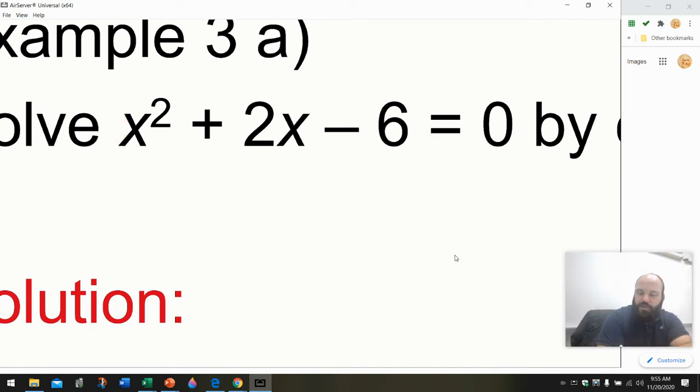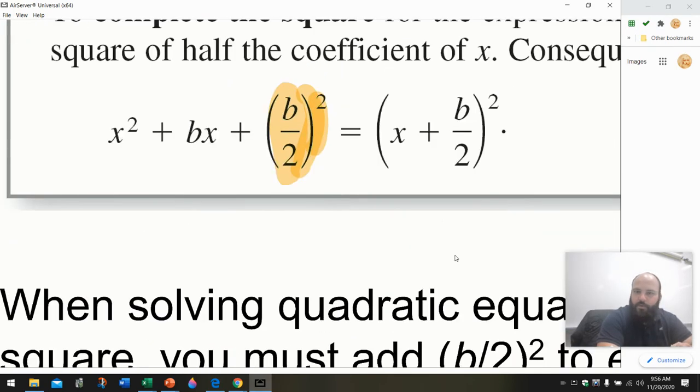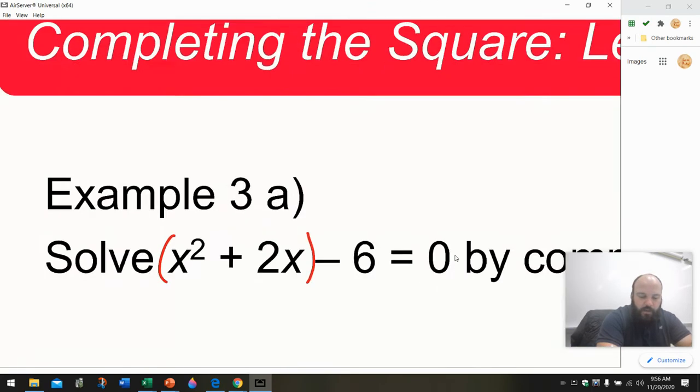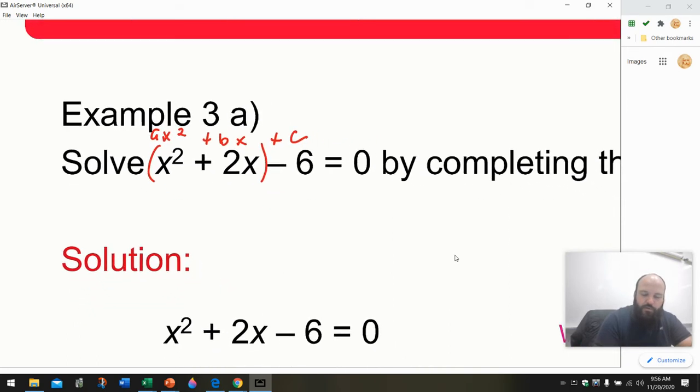So the first thing that you're going to do is group the x terms together, and you're going to leave the constant term out by itself, just like you see me grouping. And now we need to use this little formula right up here where I said, oh, remember this, b over 2, the quantity squared. So if I line this up, ax squared plus bx plus c, you can see that b is 2. That's the number that we're going to use in this formula, b over 2, the quantity squared.